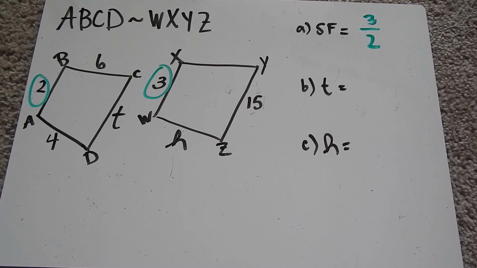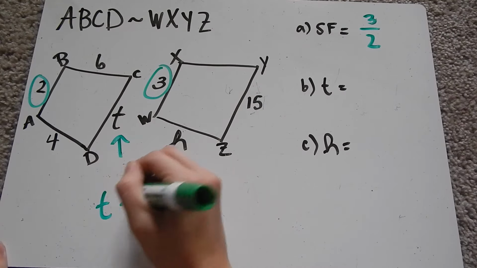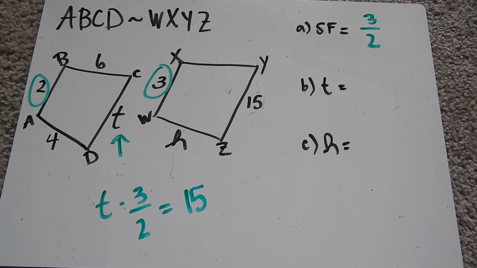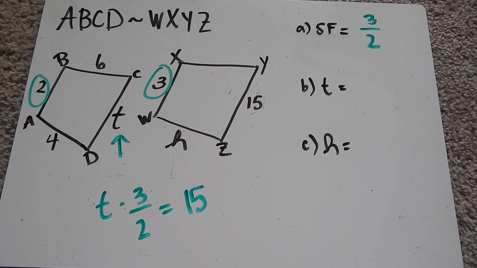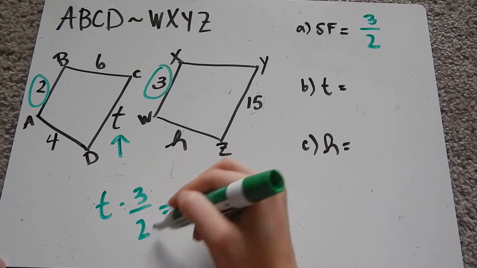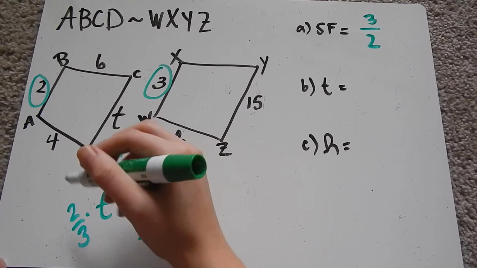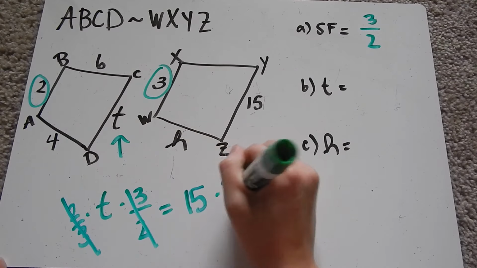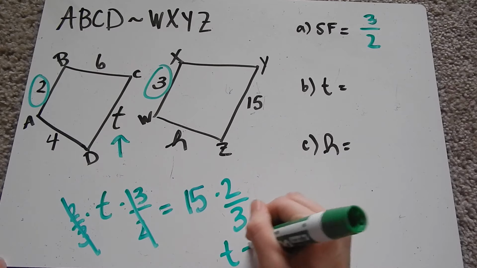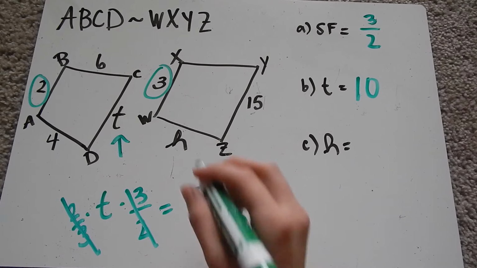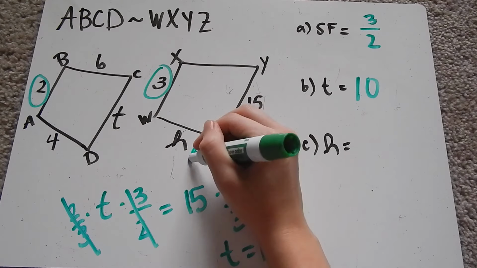So let's find t. T is here. So t times 3 over 2 is going to get me my corresponding side of 15. So I need to figure out what times 3 over 2 is equal to 15. Now I just want to undo what's happening over here. So I'm going to multiply by the reciprocal, which is going to 1 these out. So multiply by 2/3 here, and I get t equals 10. So t is 10.